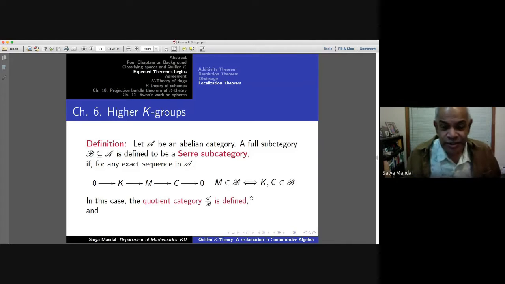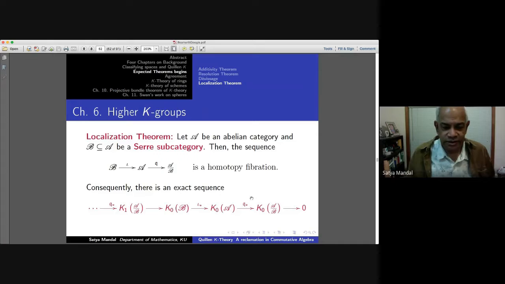But anyway, I'll come to that. Suppose we define a Serre subcategory of an abelian category, not an exact category. What is that? If you have an exact sequence in A, and if K and C are in B, then M is also in B. This is an if and only if. The main point of a Serre subcategory is that the quotient exists. The quotient A mod B exists. And so I can state a localization theorem.